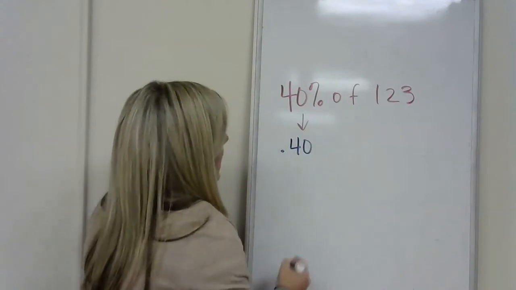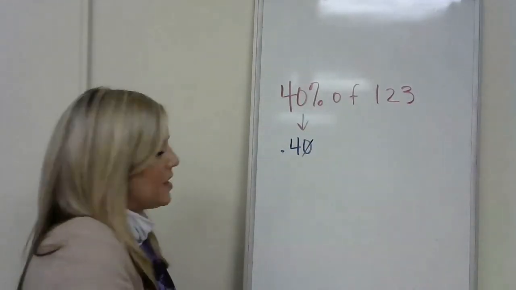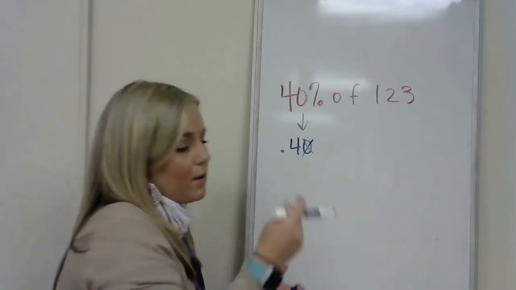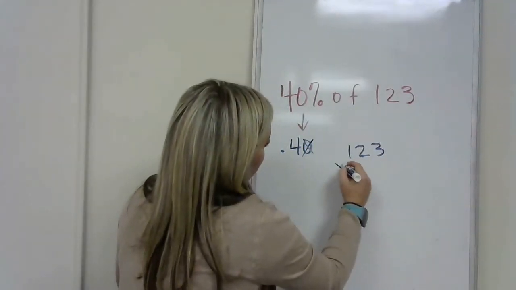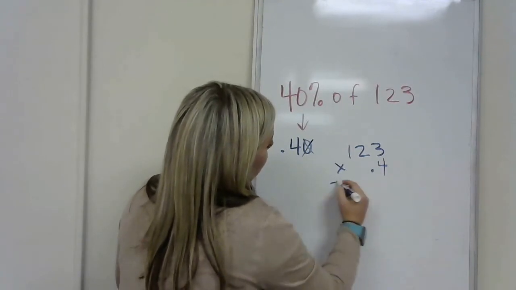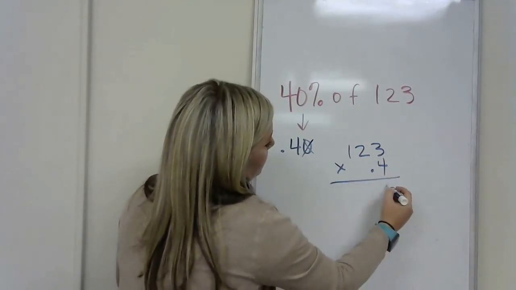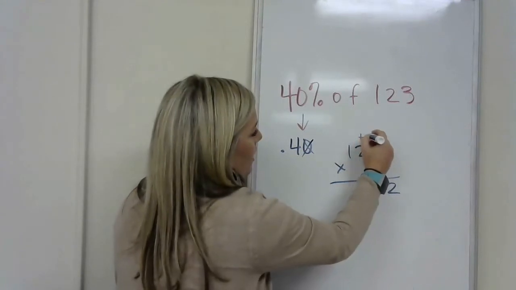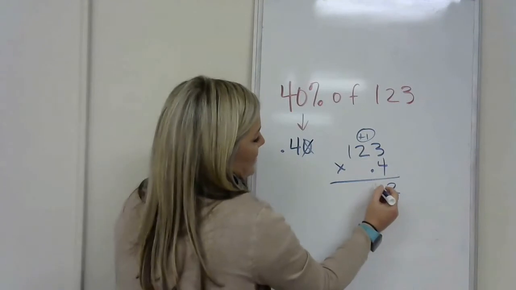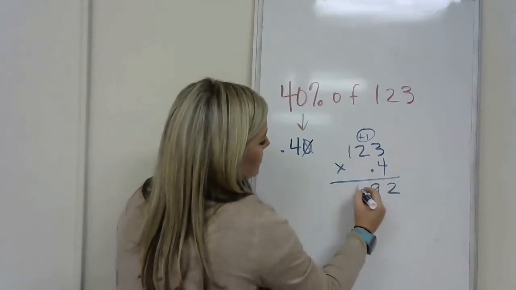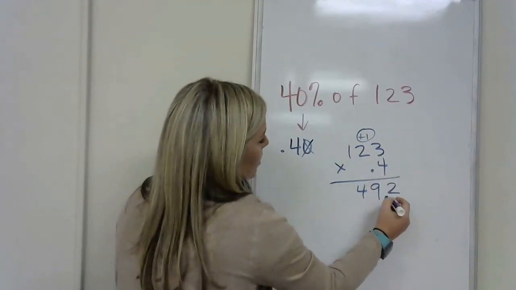Okay? I'm actually going to drop my 0, and I'm just going to do 0.4. So 123 times 0.4. 3 times 4 is 12. The 2 can stay. The 1 gots to go. 2 times 4 is 8. 8 plus 1 is 9. 1 times 4 is 4. And I'm going to bring my decimal over.